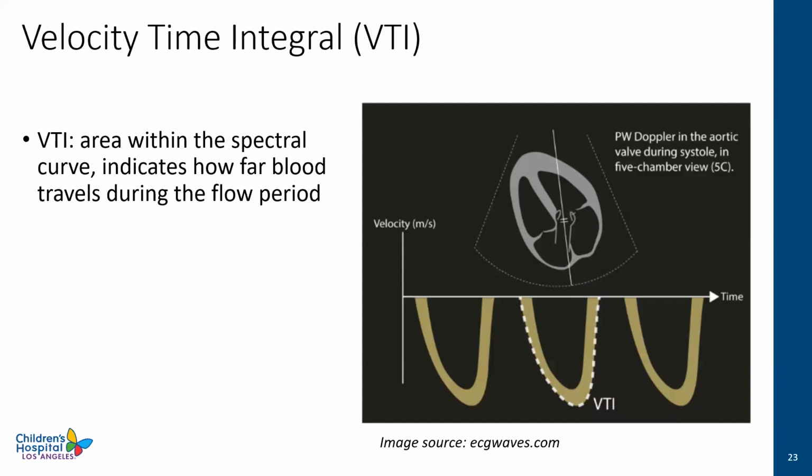And so these pronounced variations in flow throughout each phase, where you're rapidly accelerating flow in early systole, and then you have decelerating flow in late systole and nothing in diastole, can be captured with Doppler and with velocity time integral. The VTI is basically this area within the spectral curve that indicates how far blood travels during that flow period. And for this example, where you're trying to look at your VTI across your aortic valve, you're going to put your Doppler at the valve, at the level of the valve in your 5-chamber view.